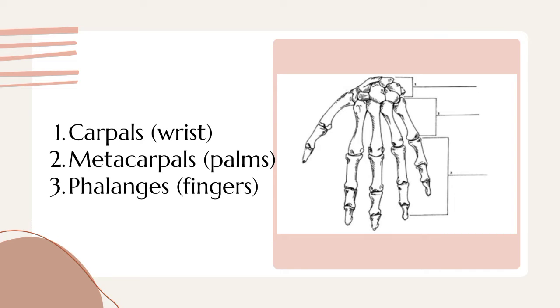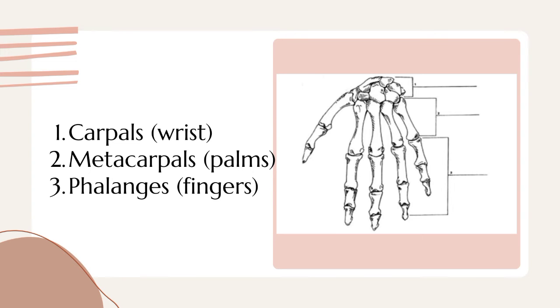Number two is metacarpals. Metacarpals are the long, slender bones which connect your wrist to your fingers and are roughly at the level of your palm. Metacarpals act as the bridge between the wrist and fingers, forming the framework of the hand. Then number three is the phalanges. The phalanges are the bones of the fingers and of the toes. The phalanges allow us to grip and hold onto objects.